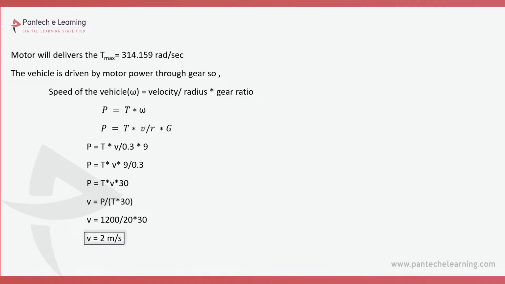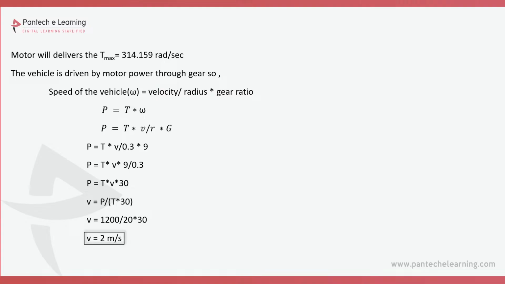So the speed of the vehicle, omega, equals velocity by radius into gear ratio. P equals T into omega, as I mentioned in the slide. Here P equals T into V by R into G, because from the omega formula, V equals R into G. We have to find the critical velocity of the motor, because I don't know the velocity of the motor.